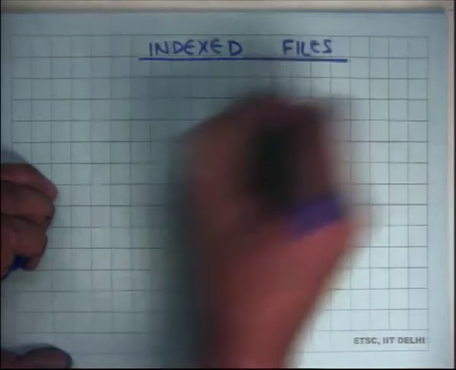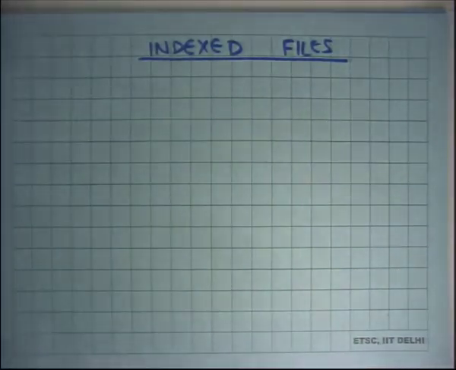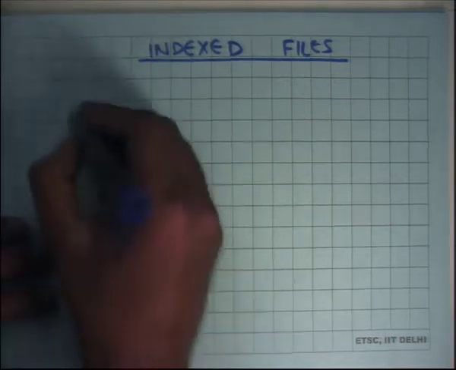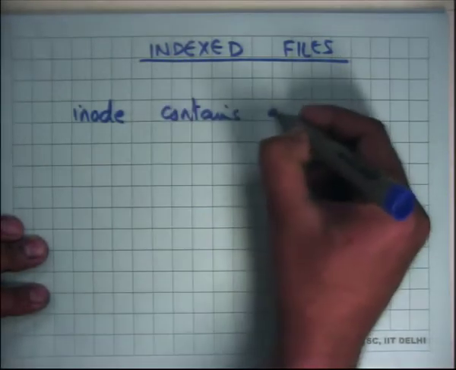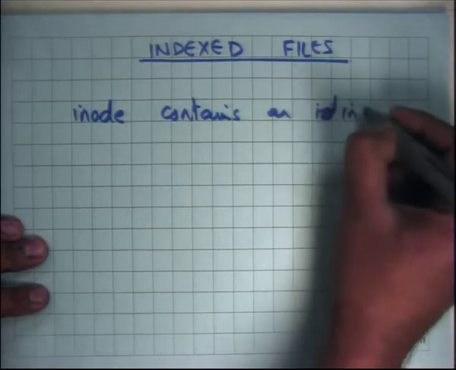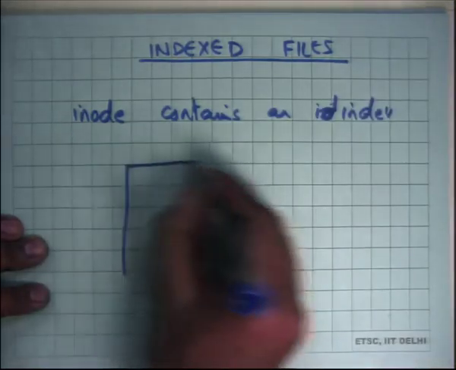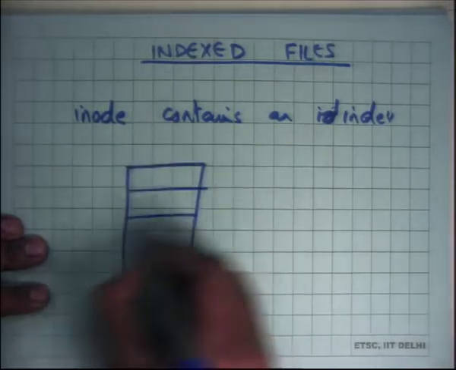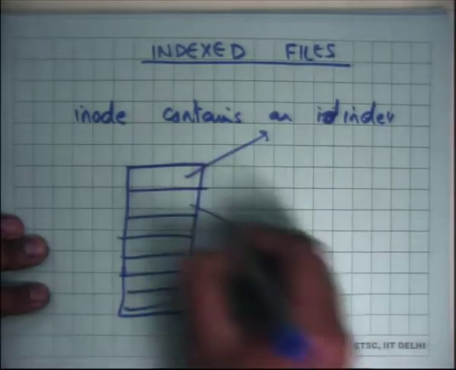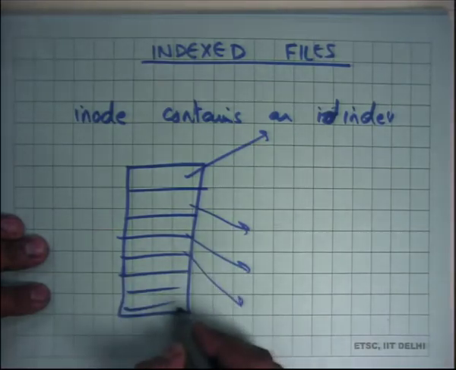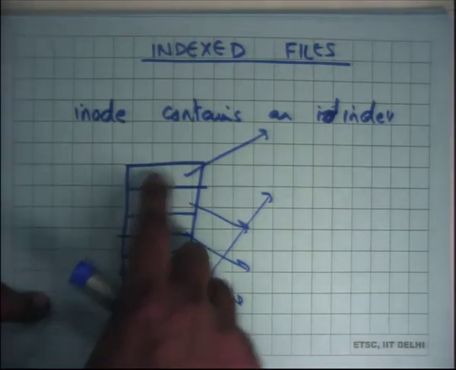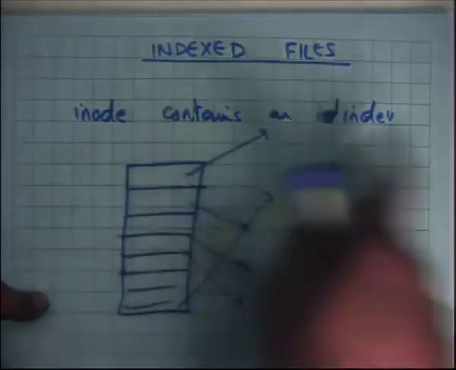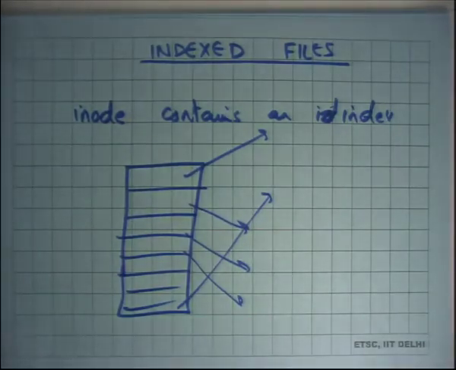Right, and the idea here is simple. In the FAT file system, we had the inode point to the head, or the first block, of the file. In an indexed file, the inode contains an index. So here's an inode and it contains many rows, and it has an index, basically saying that the first block of the file is at this location, the second block is at this location, and so on. So this is an indexed file.